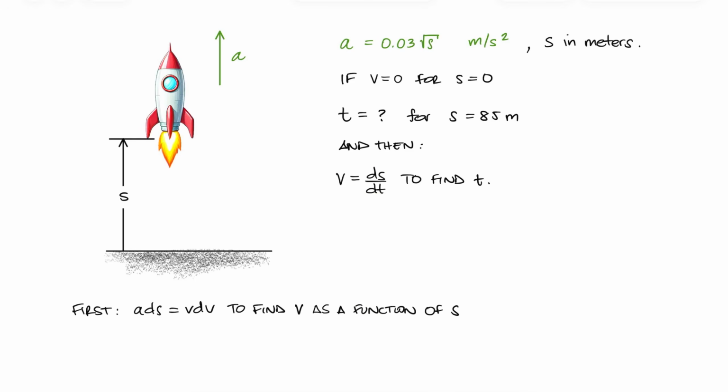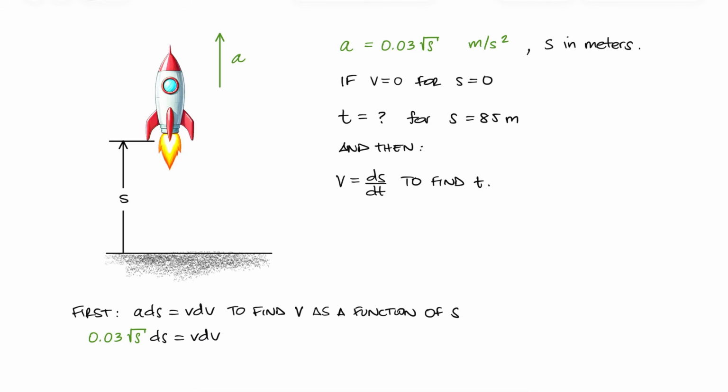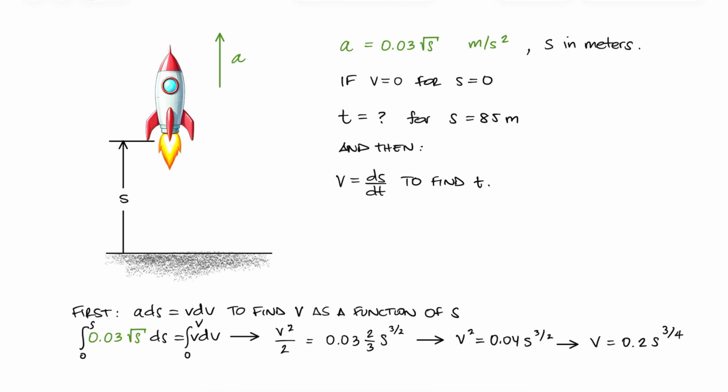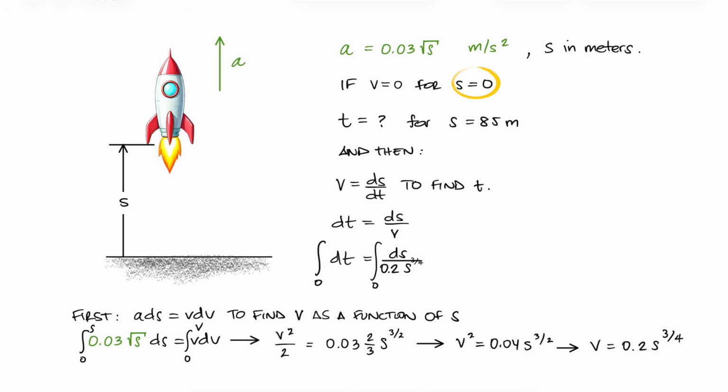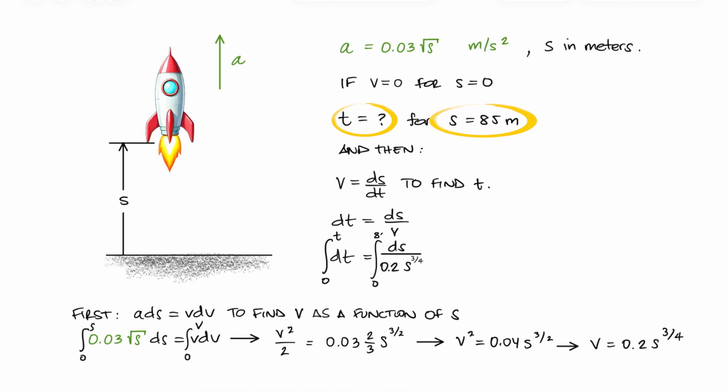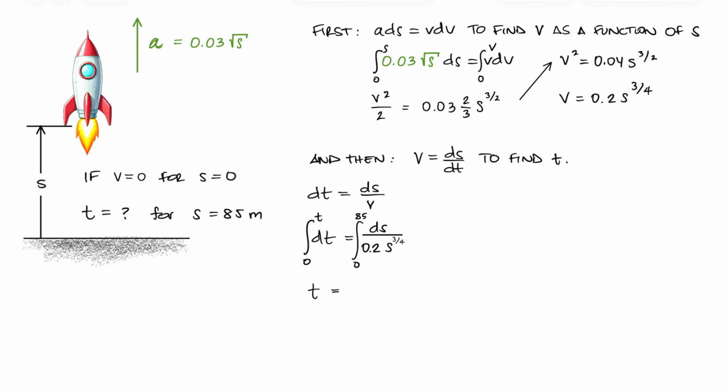So let's do that. We substitute a on the left. The integral limits are 0 for the lower limits, given, and s and v for the variable values. This gives us v as a function of s. Then we use the first equation, solve for t, which is what we're looking for, and substitute v. We write the limits as 0 for the lower values, and t for time and 85 for distance, since what we're looking for is the time to reach 85 meters. And we solve the integral to find that time is 60.73 seconds.